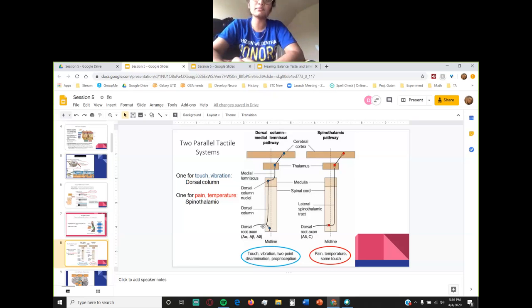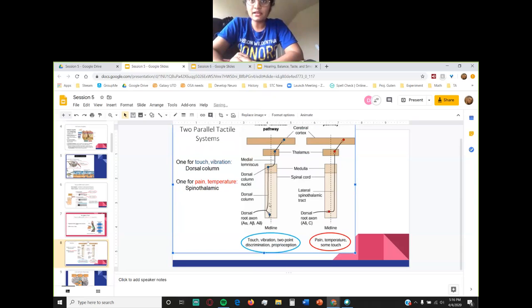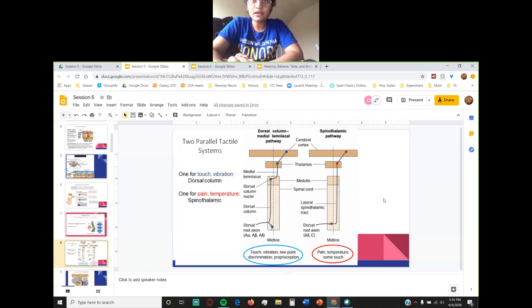So with the dorsal column medial lemniscus pathway, all your sensory neurons will enter the spinal cord over here, and then they're going to proceed up ipsilaterally on the same side until they hit the medulla in the brain. Once they get to the medulla, they're going to cross over to the other side. So they're now contralateral. And then they're going to move up to the thalamus and the cerebral cortex. So just remember that it crosses over at the medulla over here.